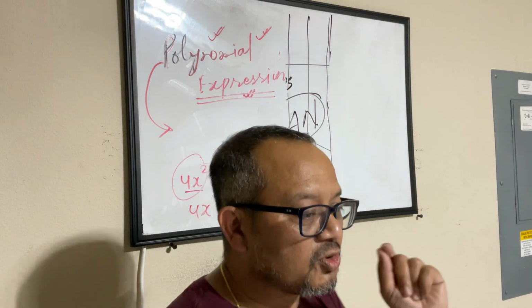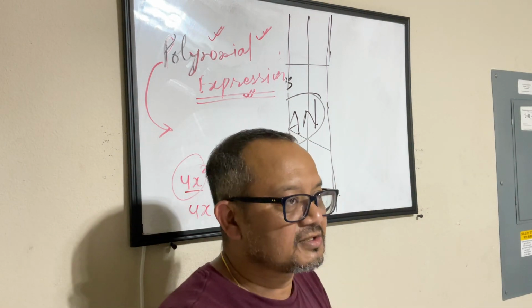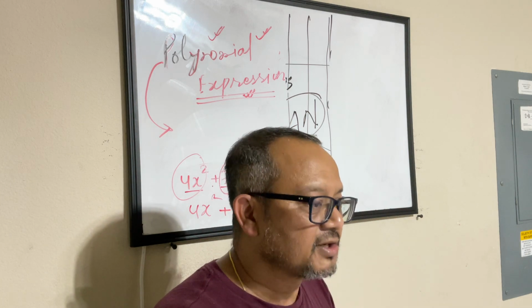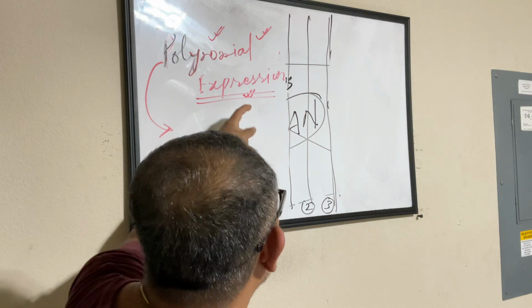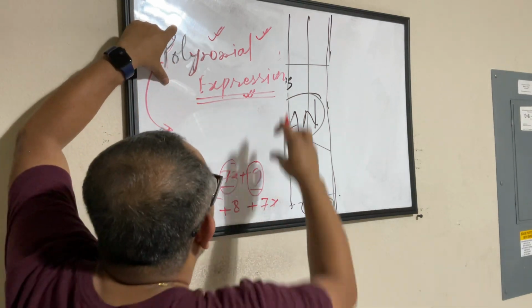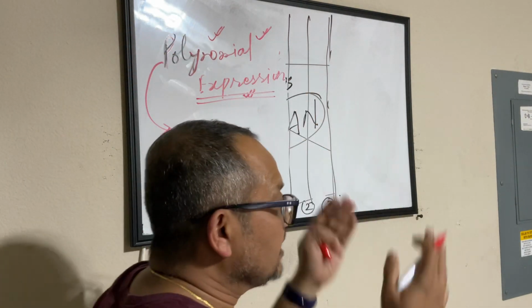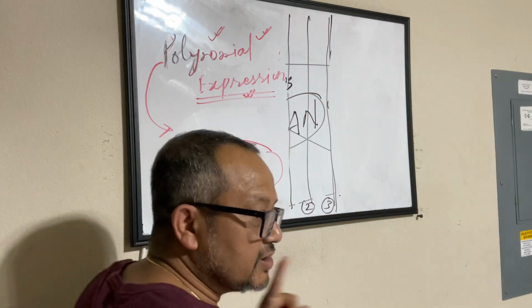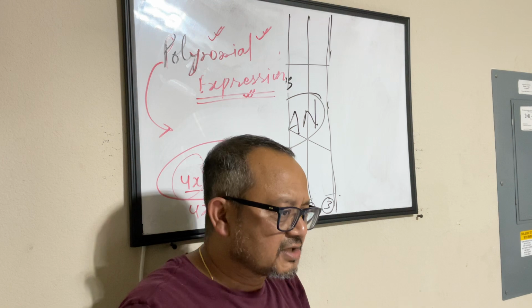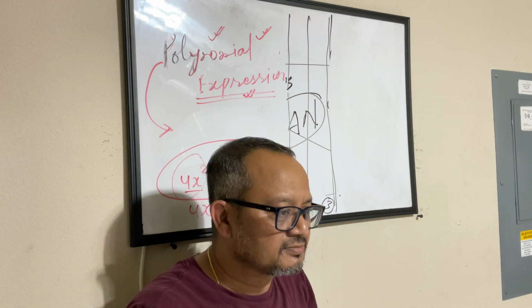When you have more and more terms getting added, this has 3 terms now. So anything which is more than one, the acronym used is poly. So when you have an expression with more than 1 term, that is what is called a polynomial. So when you look at a polynomial expression, the simple thing that should come to your mind is an expression which has more than 1 term. Is that a simple definition of a polynomial expression?